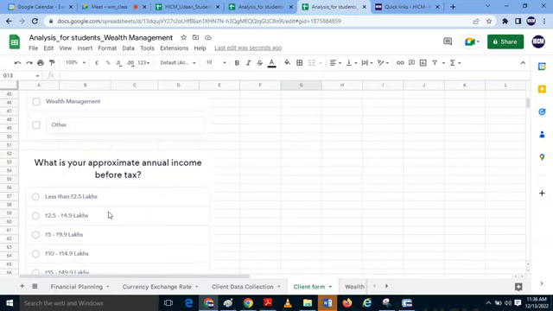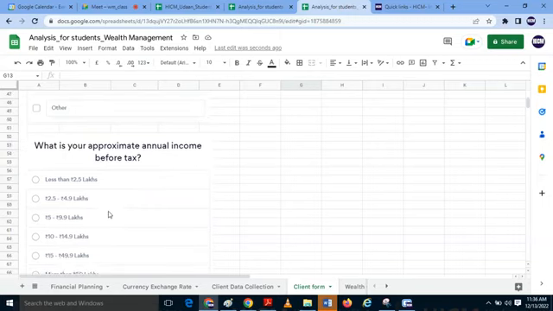Third thing is, what is your approximate annual income before tax? It is very, very important for you. See, I am telling you, if you are pitching a person who is earning less than 1 lakh rupees in a year, you need to pitch him as per that only. You cannot tell him, sir, start investing 5 lakh rupees. This is important actually. What is his annual income?